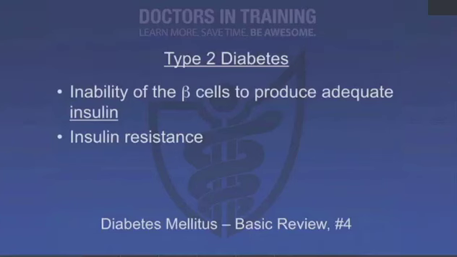Then we talk about type 2 diabetes. The cause of type 2 diabetes is a little more complicated. In type 2 diabetes, the patients may have functioning beta cells, but those beta cells are inadequate. They cannot produce enough insulin. And so in your study guide, in the column on the right, it says the inability of beta cells to produce adequate insulin.